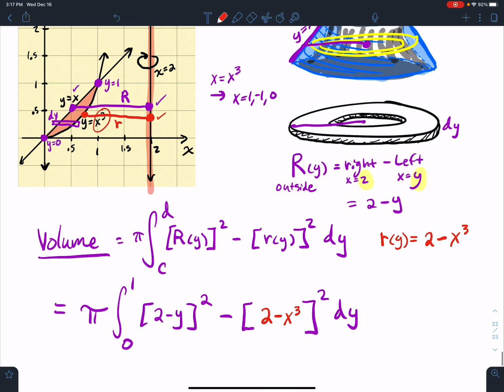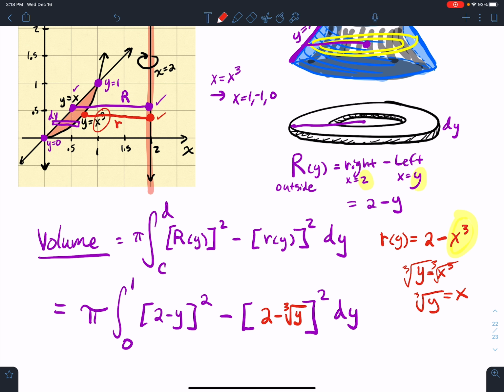But what's the problem with what I've written here? I have an x in here, but this is with respect to y. So how do I fix this? How do I make this in terms of y? Well, if I have y equals x cubed, then to get x equals something, I take the cube root of both sides. So x equals the cube root of y. So now I'm going to replace this x cubed here with the cube root of y.